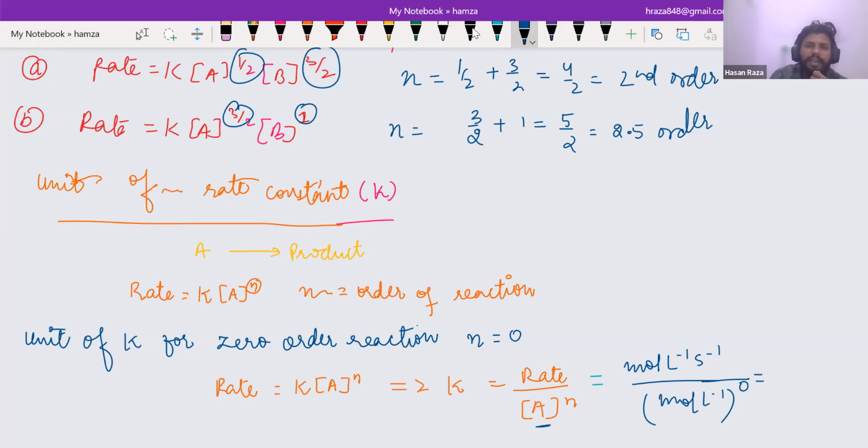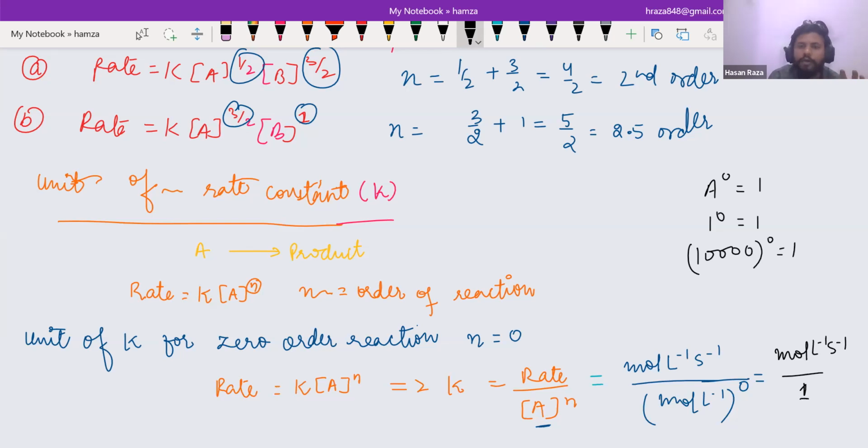Now you know that anything which has power 0 will have value 1. A raised to the power 0 has value 1. 1 raised to the power 0 has value 1. 10,000 raised to the power 0 has value 1. So the denominator becomes 1 and the numerator will be mole per liter per second. So the unit of rate constant K will be mole per liter per second.